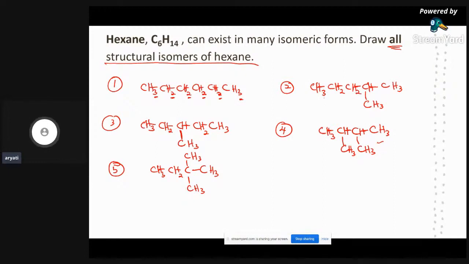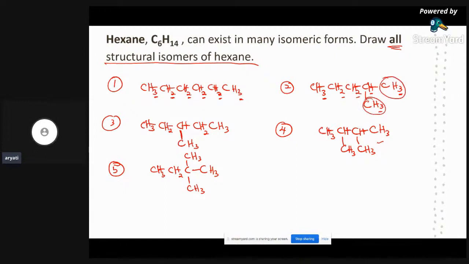Second structure, carbon terikat dengan 3 atom H, not a chiral carbon. 2 atom H, not chiral carbon. 2 atom H, not chiral carbon. 3 atom H, not chiral carbon. 3 atom H, not chiral carbon. Carbon terikat dengan H, okay. Tapi dia terikat dengan 2 metal.